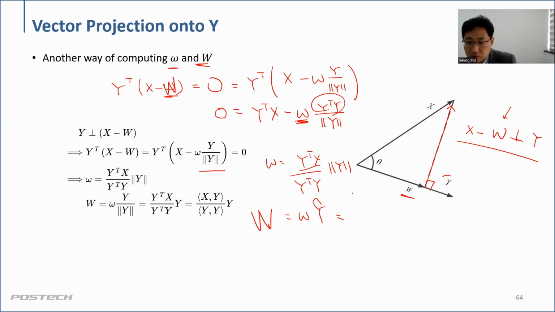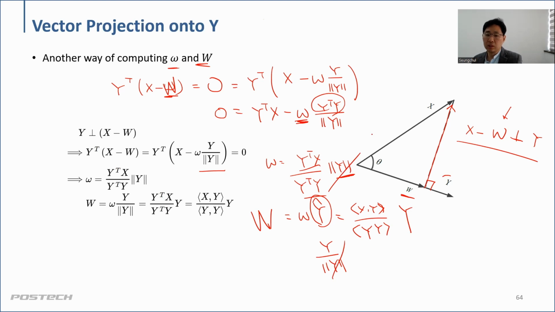So this one is the x and y inner product, and this one is y's inner product with itself. Here y is divided out because we cancel this. So it's the same as the previous one, but it's another way of computing omega or the projection. So what we did is that, given any vector x, we can find the w vector, which is the projection onto any y vector.